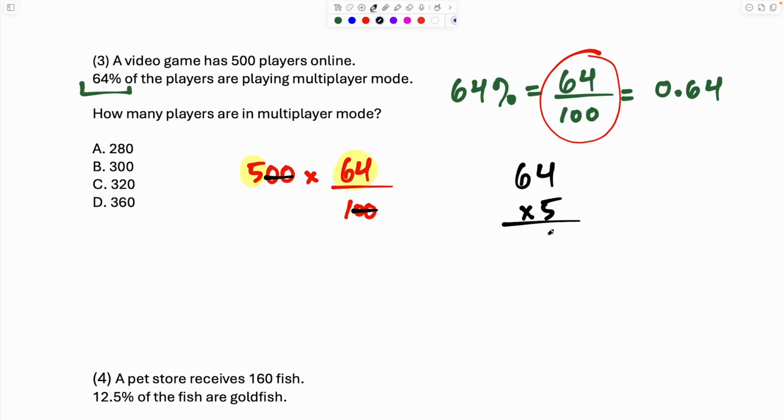And we do 5 times 4 is 20. So 0, carry the 2. And then 5 times 6 is 30. 30 plus 2 is 32. And we get 320, choice C.